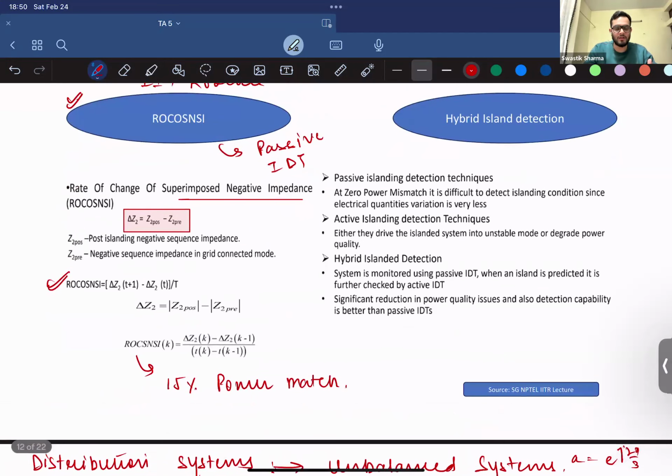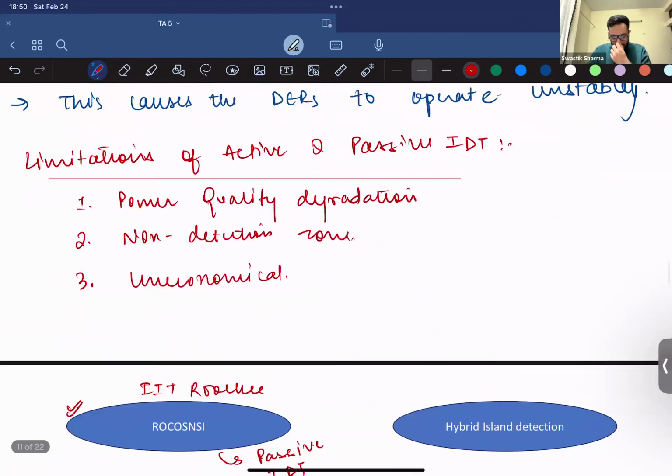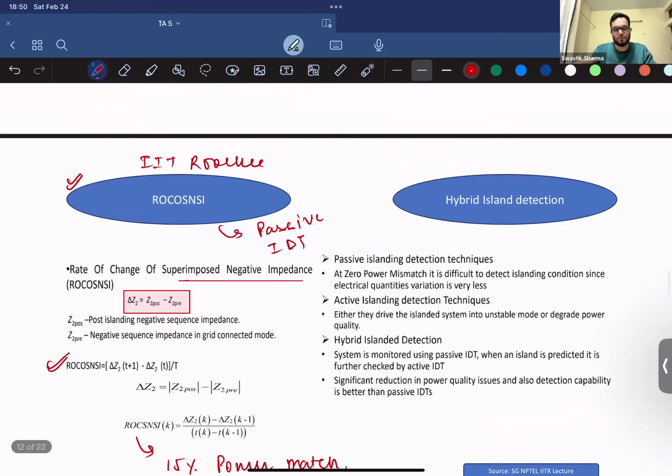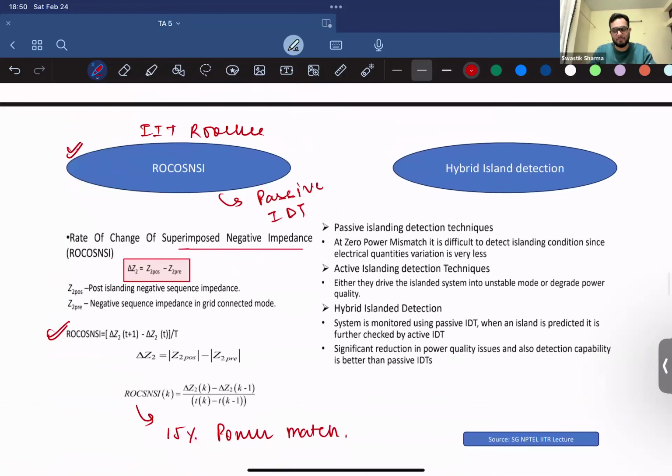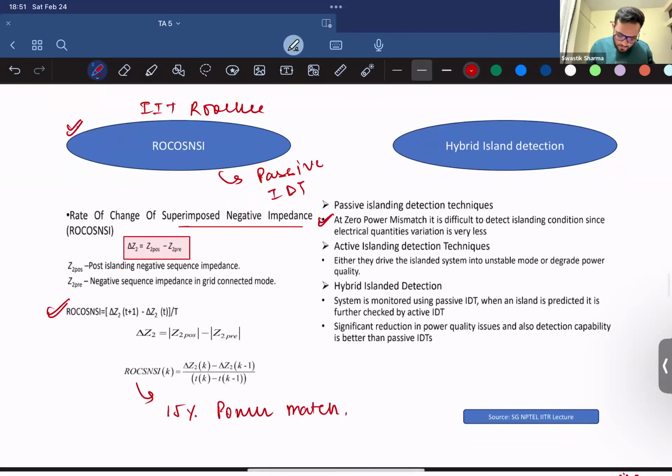Similarly, let's move further. So now we talked about the limitations associated with active and passive IDTs, right? In order to evaluate them perfectly, we took the advantages of active and the advantages of passive, and created hybrid islanding techniques. Here also, at zero power mismatch, it is difficult to detect islanding conditions since electrical variation is less. They drive the islanded system into unstable mode or degrade power quality.